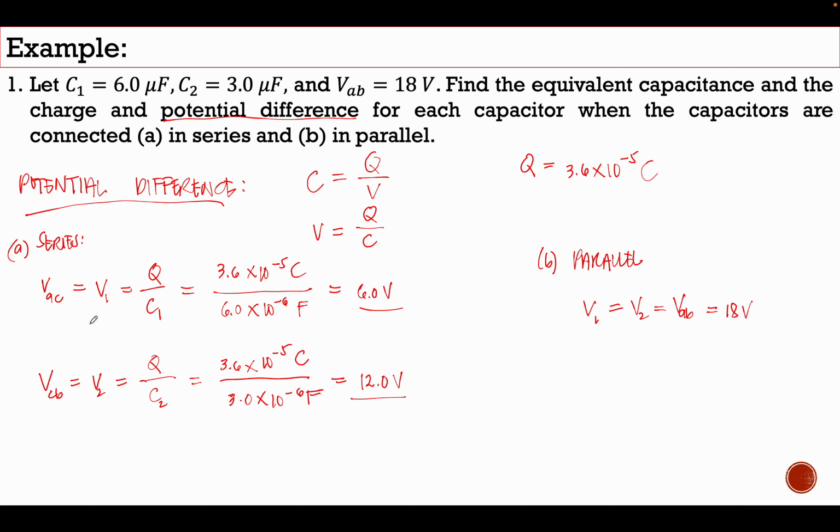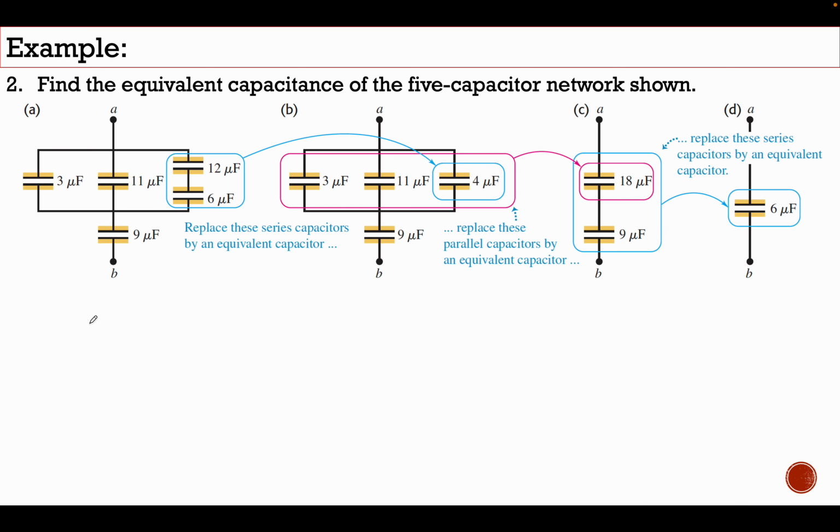Okay, so now how about for example number 2? Example number 2 is to find the equivalent capacitance of this 5 capacitor network shown. So this is letter A. This is our original 5 capacitor network, this one right here. As you can see, it is a combination of series and parallel capacitors. So from point A to point B, we only need to find the equivalent capacitance.